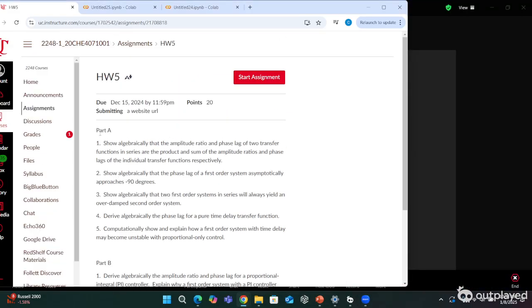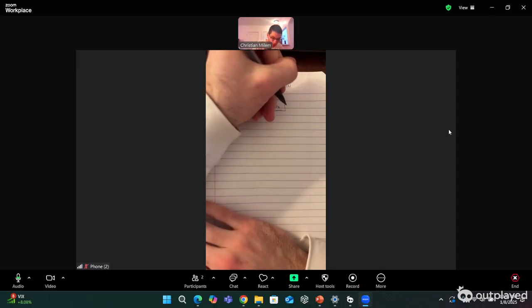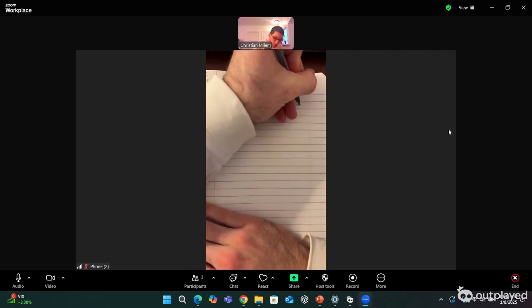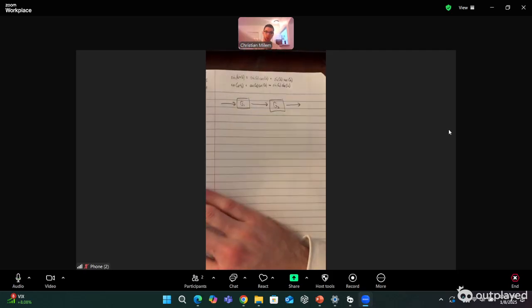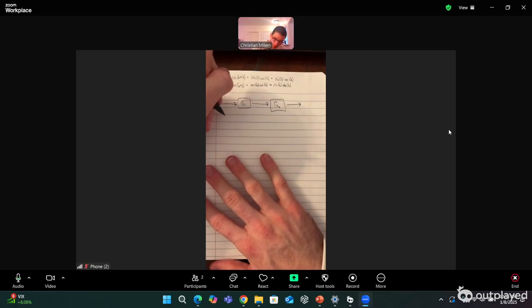So first question: show algebraically that the amplitude ratio and phase lag of two transfer functions in series are the product and sum of the amplitude ratio and phase lags of the individual transfer functions respectively. Okay, so basically what that means is, we have, so here's our general format.